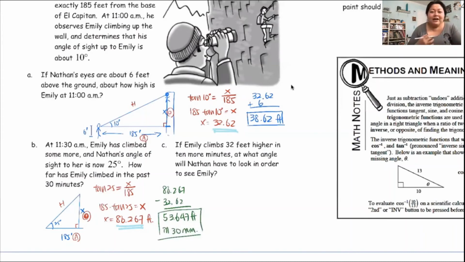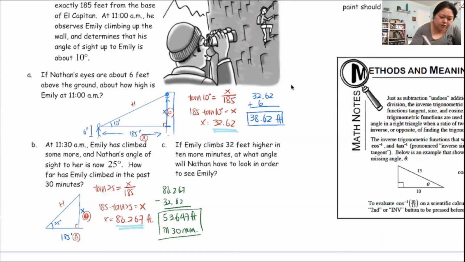Okay. Now, if Emily climbs 32 feet higher in 10 more minutes, at what angle will Nathan have to look in order to see Emily? All right. Again, because he's still at the same eyesight height, you can actually ignore the eyesight when you're talking about just the changes in her height up El Capitan. All right. So she climbed 32 feet higher.